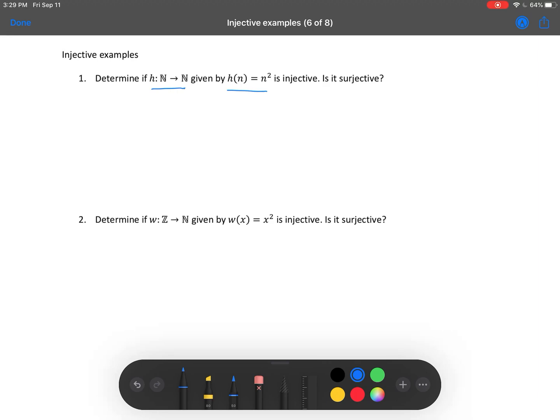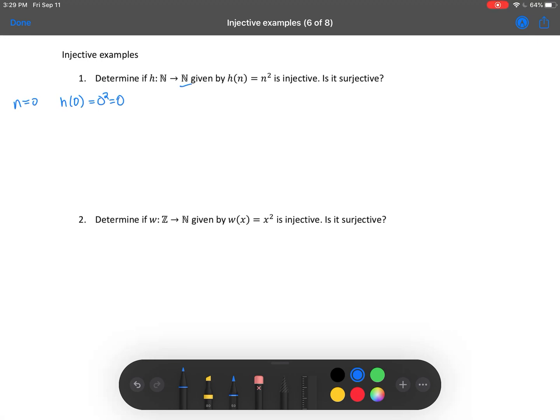Okay, so remember, injective means that every element from the codomain is the image of at most one element of the domain. So one thing that we could do here is just think about what are some elements in the codomain, and let's think about what elements from the domain they might be the image of. So for instance, since our codomain is the natural numbers, we can start with 0, because that's the first natural number. And of course we know that h of 0 would be 0 squared, which equals 0.